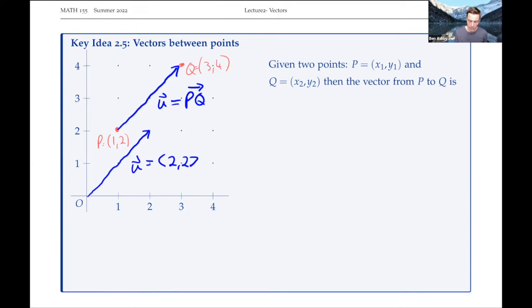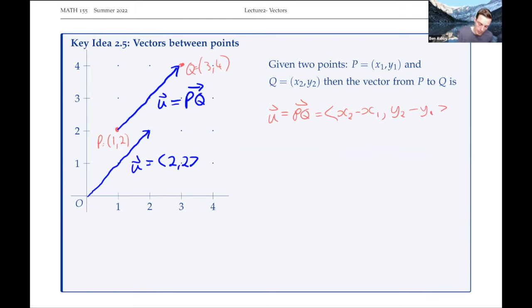Alternatively, we could have just done an algebraic calculation. So we could have said, okay, U is equal to the vector from P to Q. Well, that's going to be, in this case, component x2 minus x1. So in other words, taking the component of the terminal point and subtracting the component from the initial point, and then doing the same in the y direction.